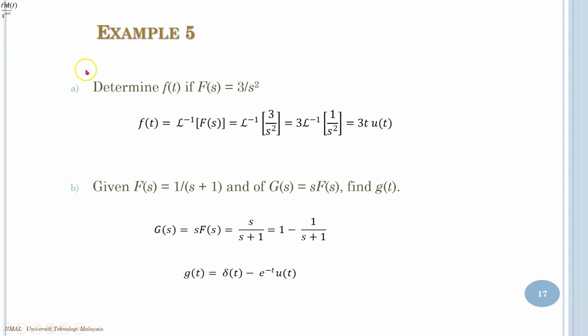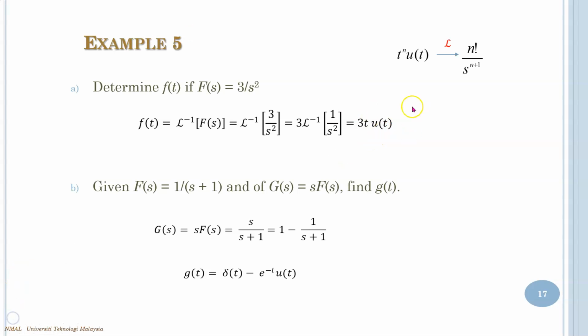So in order to find the inverse Laplace transform, you find the signal in the table which looks similar to the signal that you want to obtain the inverse Laplace transform for. Find it on the right side, and then you will be able to obtain the inverse Laplace transform, which is 3t u(t), right?